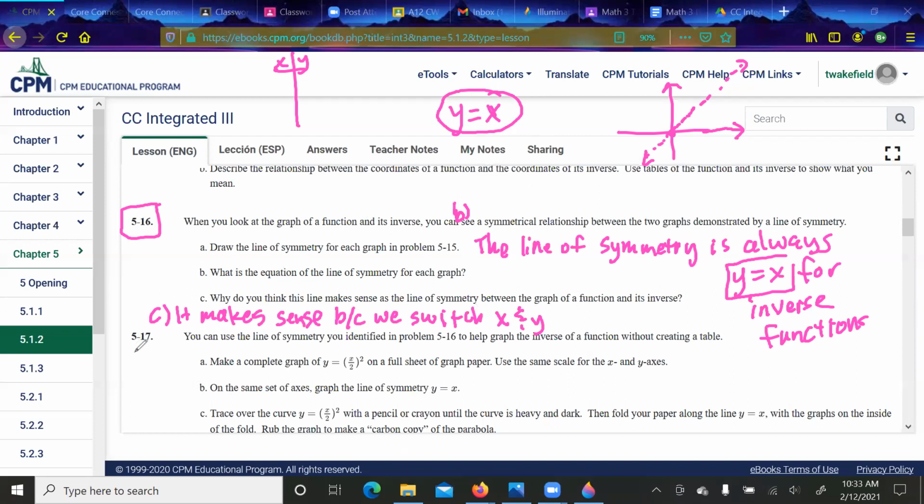Okay, 17. This one, you need a piece of graph paper. I hope you have one full sheet of graph paper to use because it says to use a full sheet, and I did this and I needed a full sheet. So the whole front side or the whole back side of one piece of paper. Make a complete graph of y equals (x over 2) squared, so x divided by 2 squared. We're going to write that down. Use the same scale for the x and y axes.